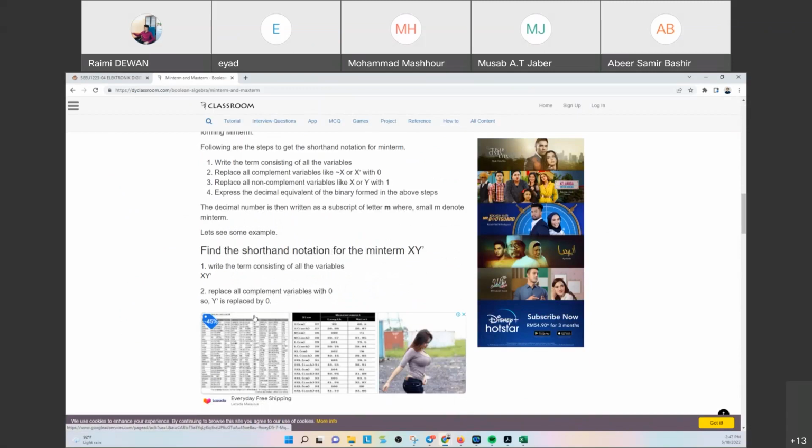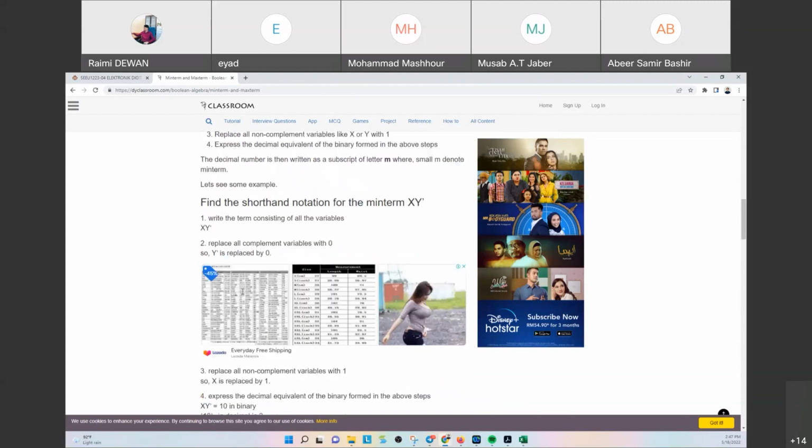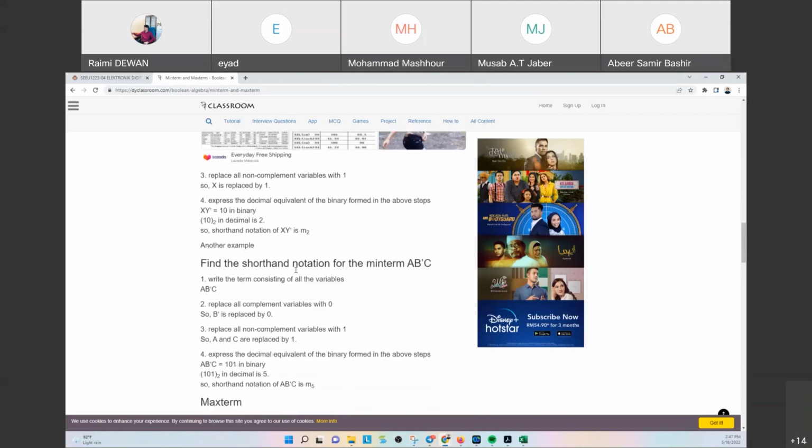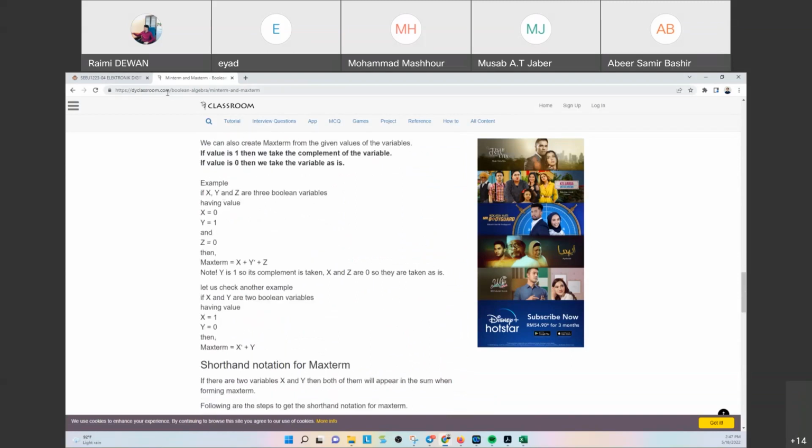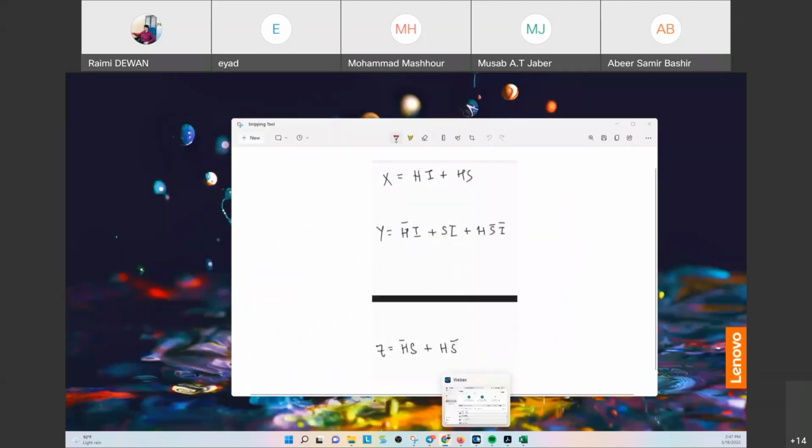So shorthand doesn't have a special meaning. Just as what you understand, but maybe you just need to know there's a term called shorthand, and shorthand min term. I think you guys can copy. I put it in the WebEx chat. Where's the WebEx chat? Okay.